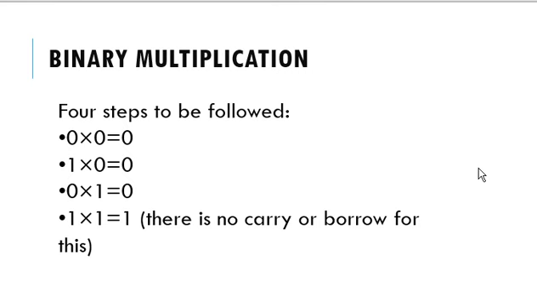Before we proceed, I need you to take note that there are 4 steps to be followed. Here are the steps. 0 times 0 is always equal to 0. 1 times 0 is equal to 0. 0 times 1 is equal to 0. 1 times 1 is equal to 1. The only time that you get the answer 1 is when you multiply 1 and 1. Also take note that there is no carry or borrow for this.